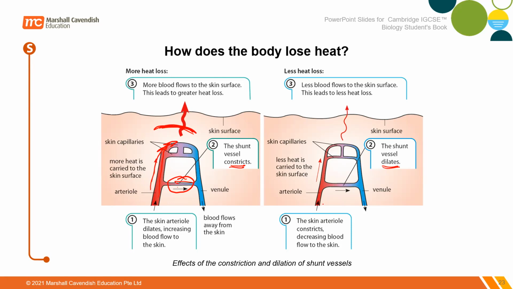So the shunt vessels here again: shunt vessels become constricted if we have a high body temperature, so we need more heat loss. And if I have low body temperature, the shunt vessels will be dilated, so a large amount of blood will pass through the shunt vessels.